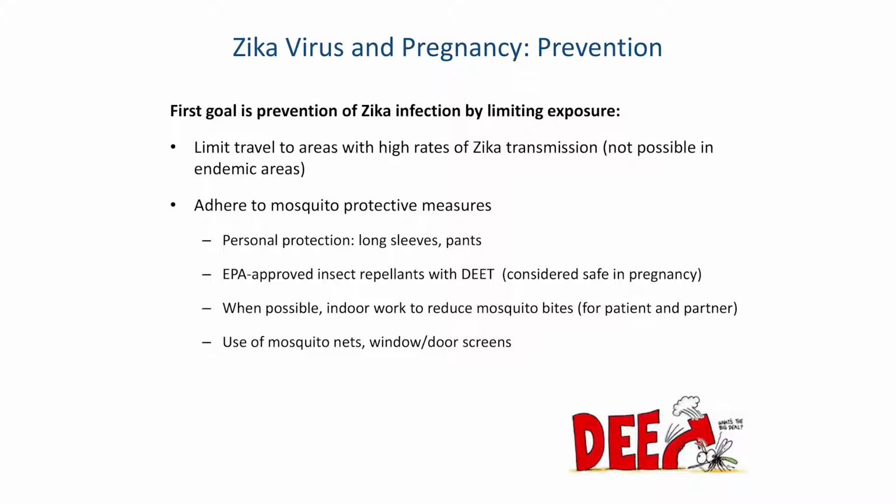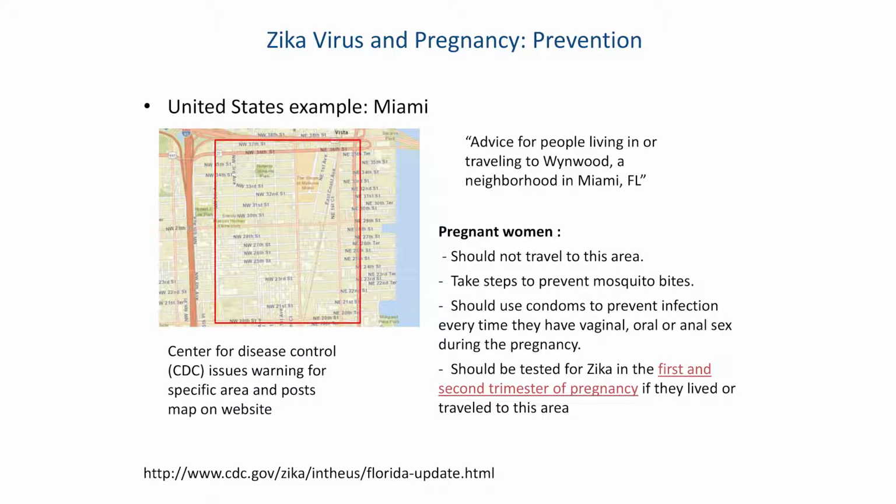So in the United States, we don't have a lot of Zika virus, but there's been a couple cases. And in Miami recently, there were some cases of Zika virus. So this is just an example of what we do to alert the public. After we had a couple cases in Miami, the Center for Disease Control posted this map on their website, and they included this red box to show people where the Zika virus was taking place.